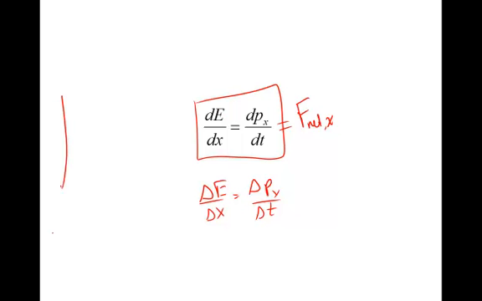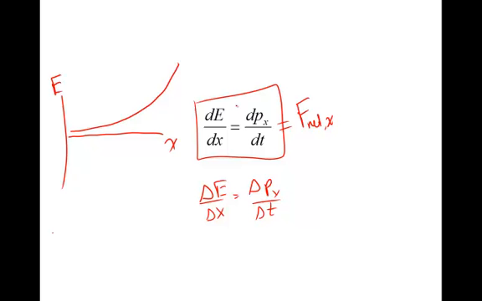And so what this is really telling us is if we go ahead and have our energy plotted versus x, the slope of this graph is equal to the force. So knowing what the slope of this graph is gives us the force on the system. And so this is kind of a nice way of seeing how momentum and energy are tied together.